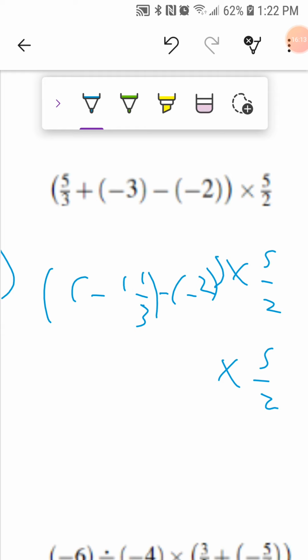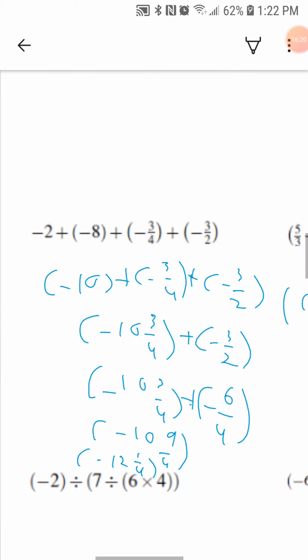Did I do something wrong back there? I screwed up in one of the previous ones.